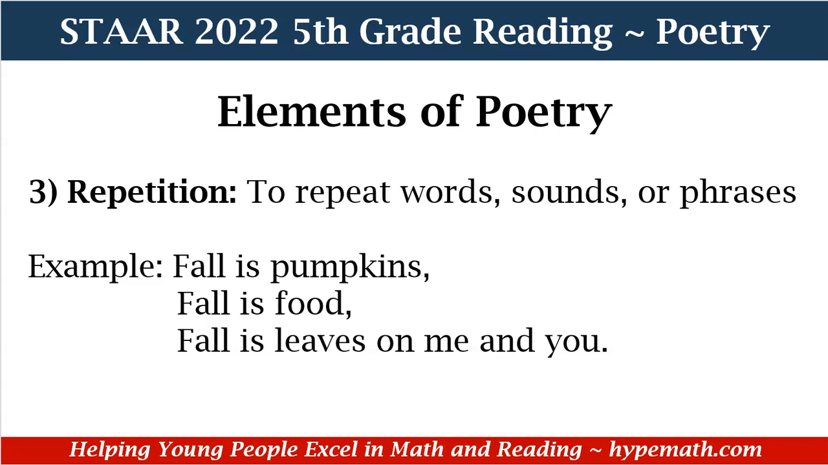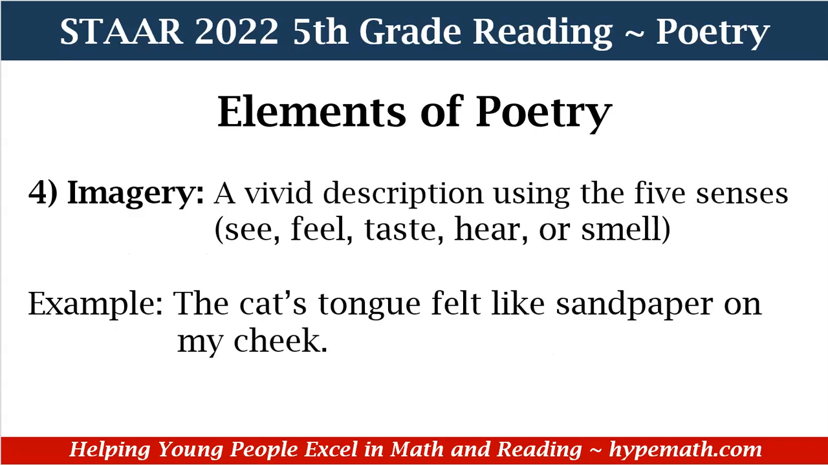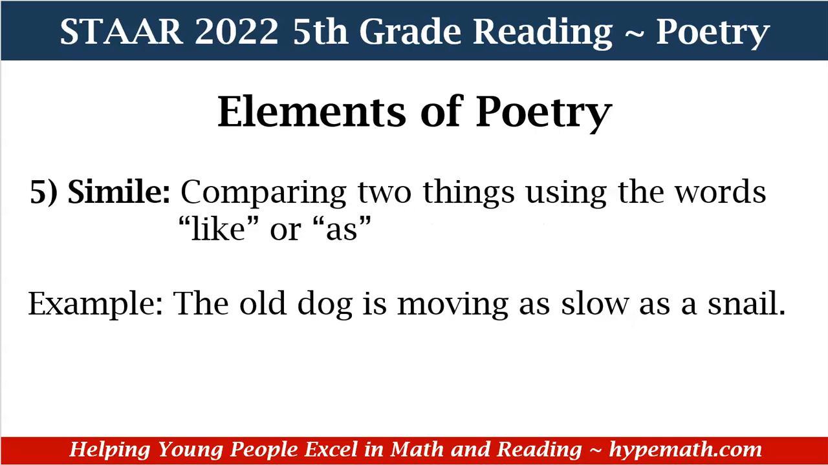Repetition, to repeat words, sounds, or phrases. Fall is pumpkins, fall is food, fall is leaves on me and you. Next, we have imagery, a vivid description using the 5 senses, which are see, feel, taste, hear, or smell. An example is the cat's tongue felt like sandpaper on my cheek. It was rough. We also have simile, comparing two things using words like or as. The old dog moved as slow as a snail. We're comparing the old dog and also a snail, and the word to compare them is as.